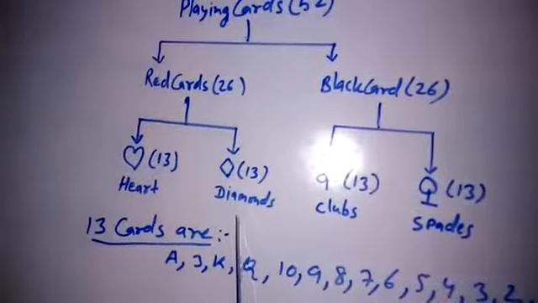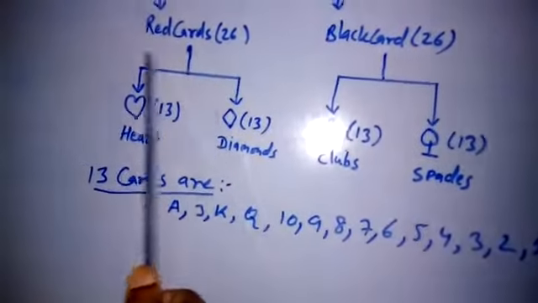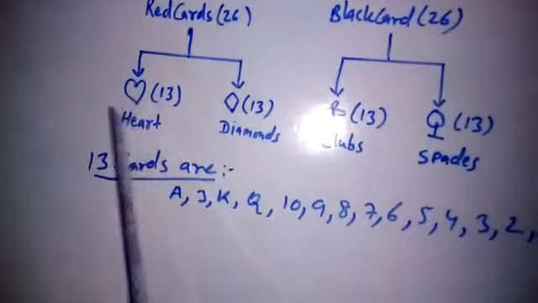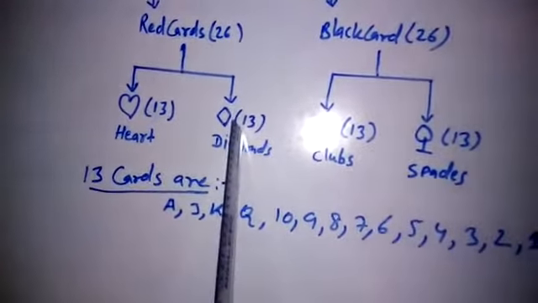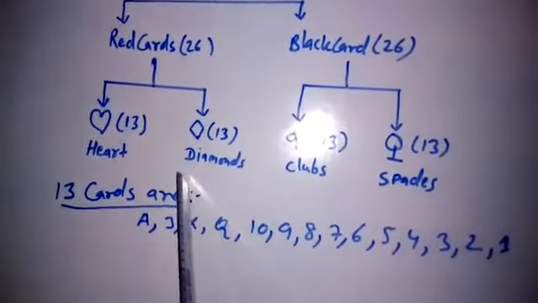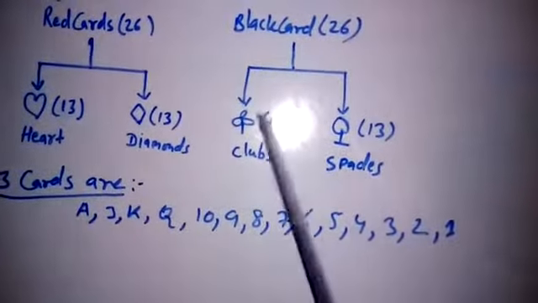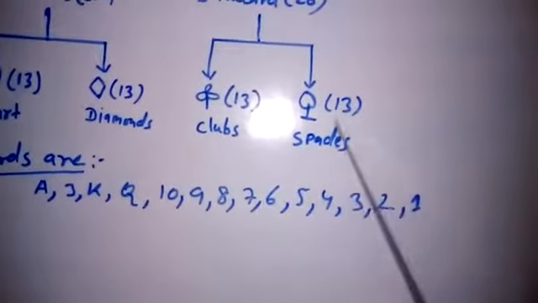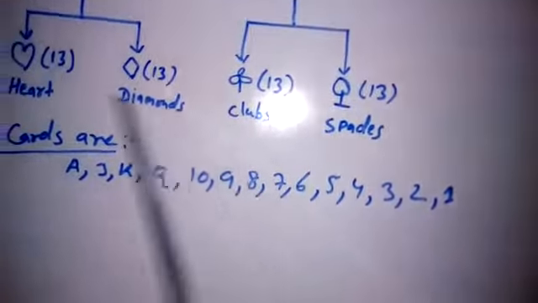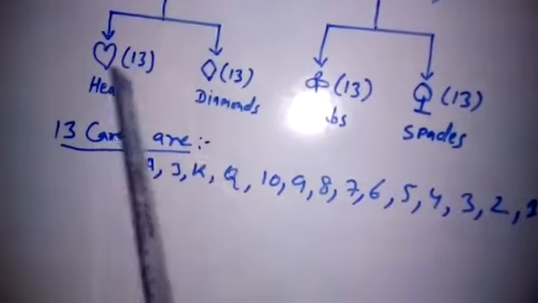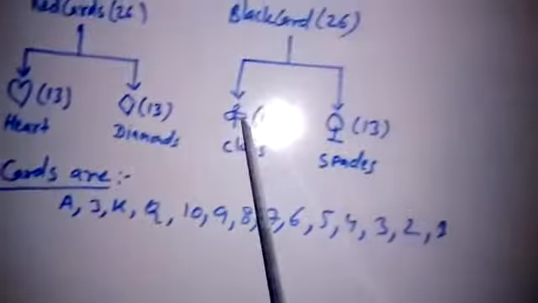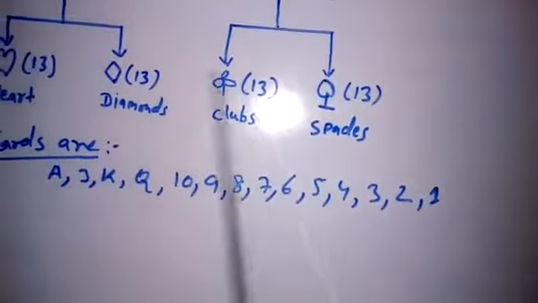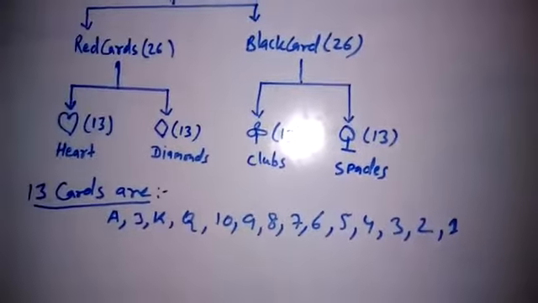Now the red cards are again divided into two suits, that is hearts and diamonds. And the black cards are also divided into two suits, that is clubs and spades. So hearts total 13 cards, diamonds 13, clubs 13 and spades 13. Total it is 52 cards.